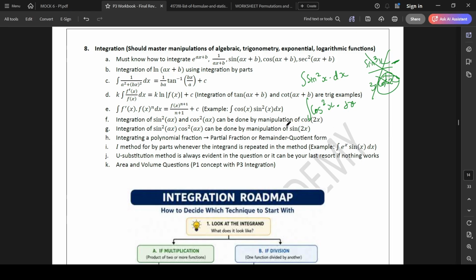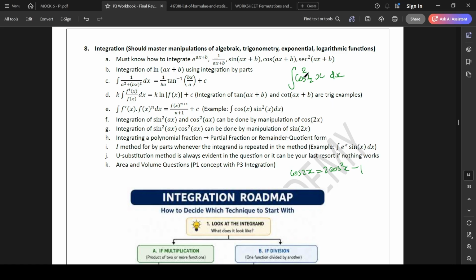The alternative technique comes from the manipulations of the double angle of cos. That is, you should be aware of how to integrate sine square x and cos square x with respect to the cos 2x formula. Let me give you an example. If we are supposed to integrate, let's say, cos square of half x dx, how would you integrate this? We will use the double angle formula: cos of 2x is equal to 2 cos square x minus 1.